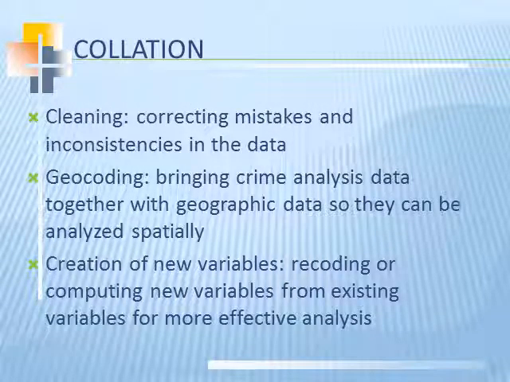Data collation entails a number of different tasks, but it generally takes three forms. First is cleaning, the process of correcting mistakes and inconsistencies in the data. Second is geocoding, or the process of bringing crime analysis data together with geographic data so they can be analyzed spatially. And three, creating new variables, the process of recoding or computing new variables from existing variables for more effective analysis.